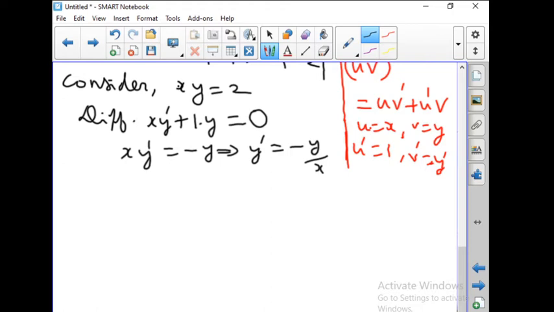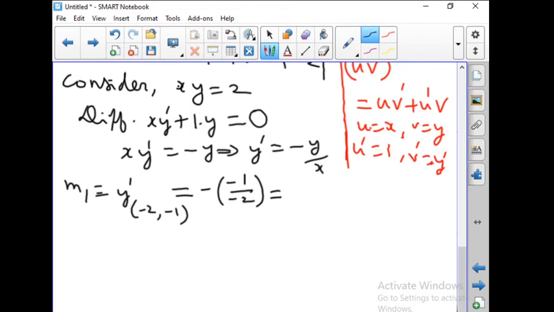Now we have to find m1. So m1 is equal to y dash at minus 2 comma minus 1, that is dy by dx at minus 2 comma minus 1. So substitute. What do you get? Minus of minus 1 by minus 2. Minus divided by minus is plus. So finally you get minus 1 by 2. So this is m1. Then what about m2?